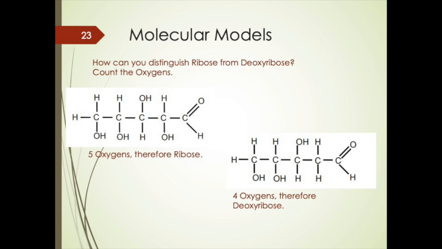So, deoxyribose is C5H10O4, ribose is C5H10O5. Deoxyribose, right? Means 1 less oxygen than ribose. So how can you distinguish the two? You count the oxygens. So 5 oxygens, it is ribose, 4 oxygens, it's deoxyribose. Okay, and that's about it for this chapter.